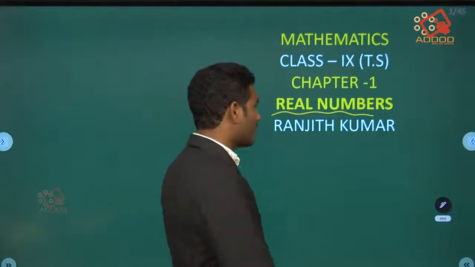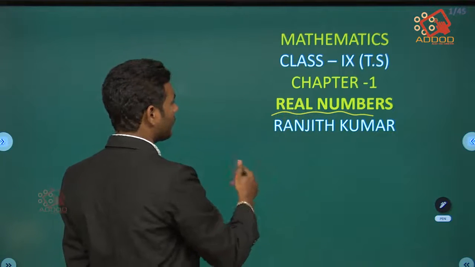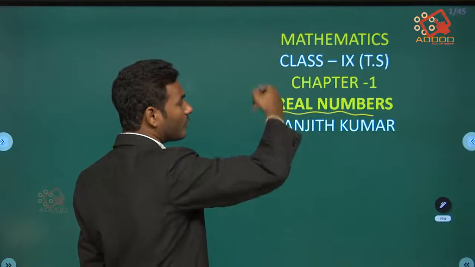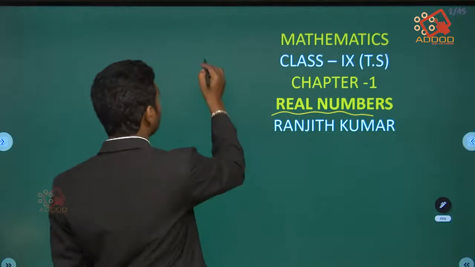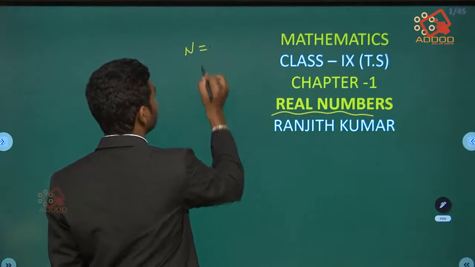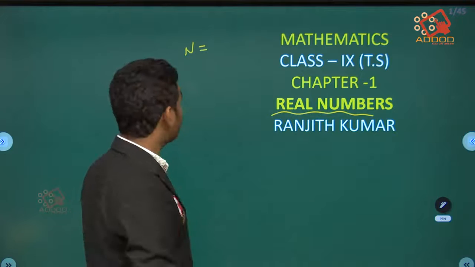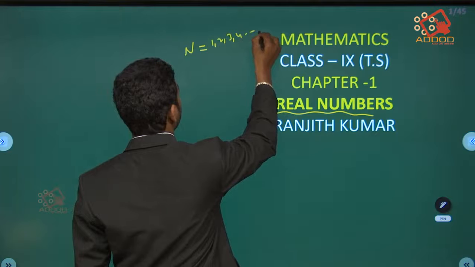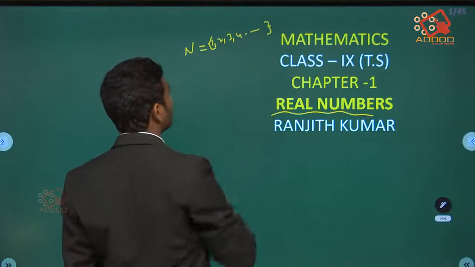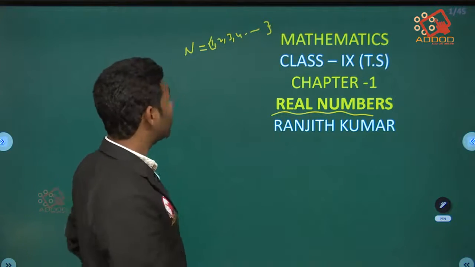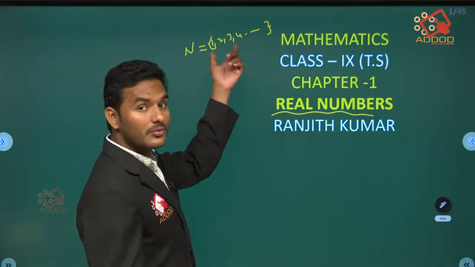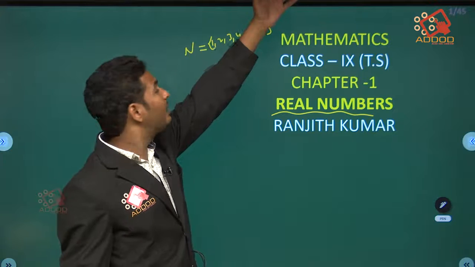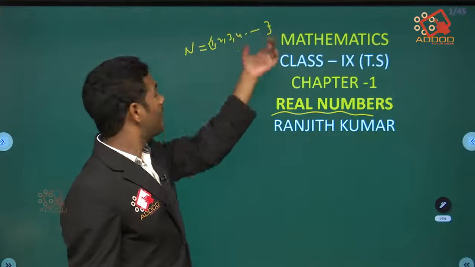Real numbers. Before that, I am going to introduce it here itself. First of all, whenever we learn about real numbers, we have to know the system of numbers. For example, natural numbers, which we denote as N. N is equal to 1, 2, 3, 4, 5. These are countable elements, and we use these numbers to count: 1, 2, 3, 4, 5, 6 and so on, infinite numbers.